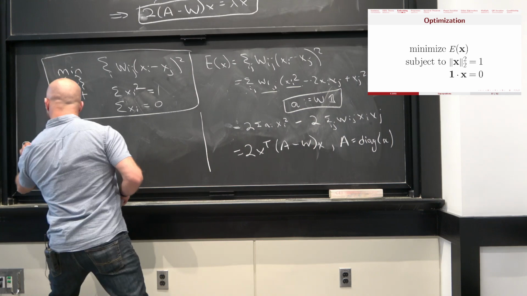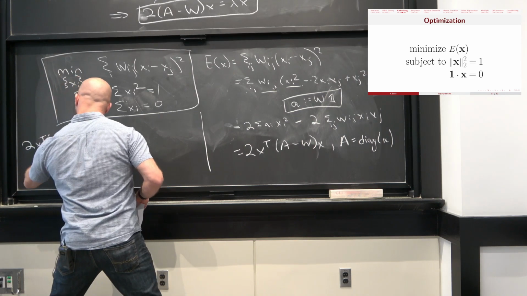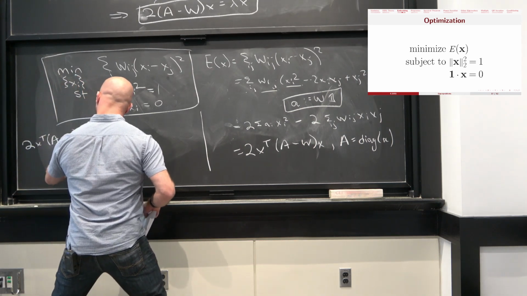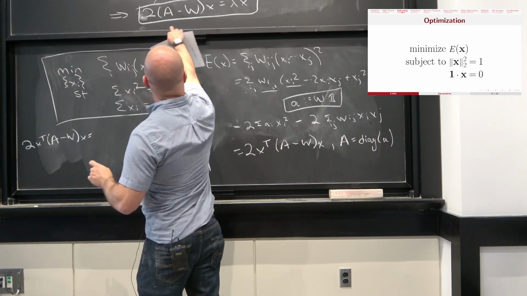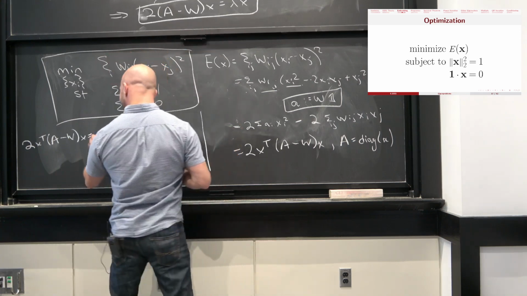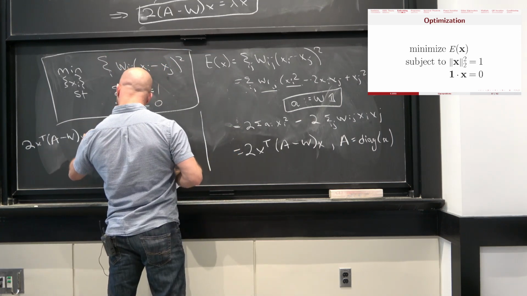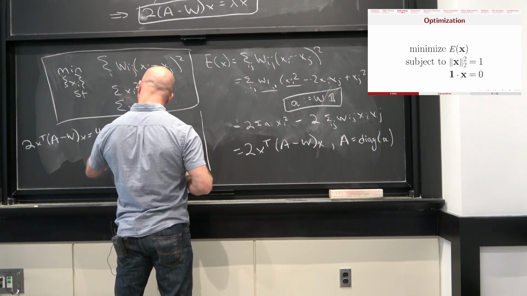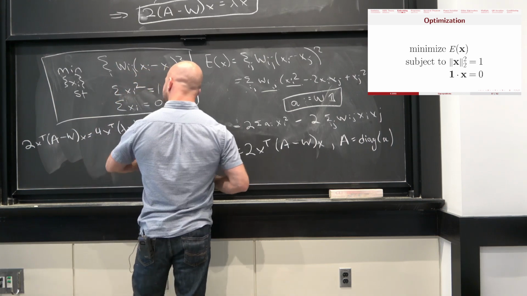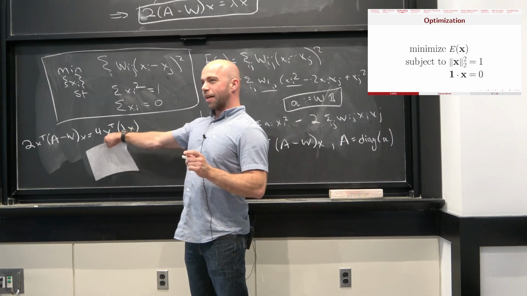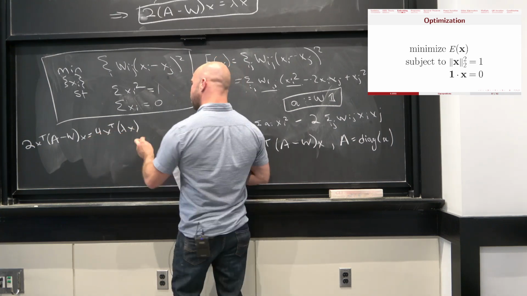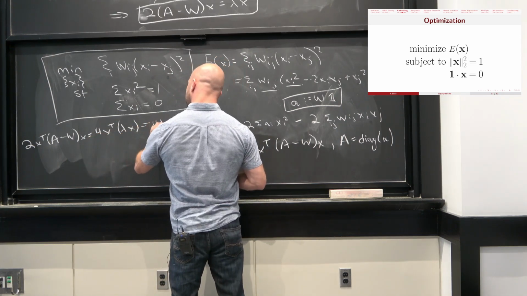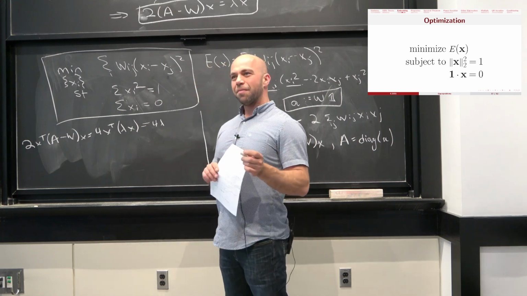So we have 2x transpose (A minus W)x, but now we know that 2(A minus W)x is equal to lambda x. So we have 4x transpose lambda x. The lambda is just a scalar, so we can pull it out. So this is really just 4 lambda. Yeah?